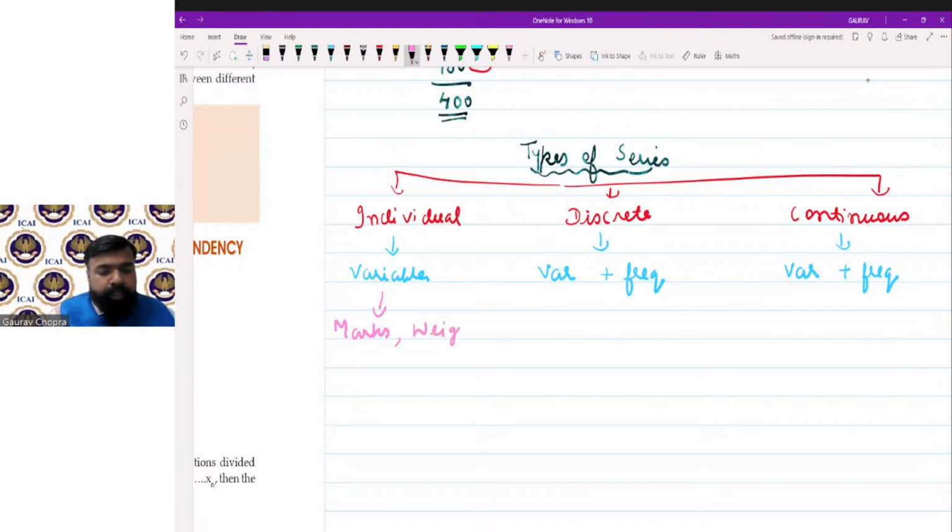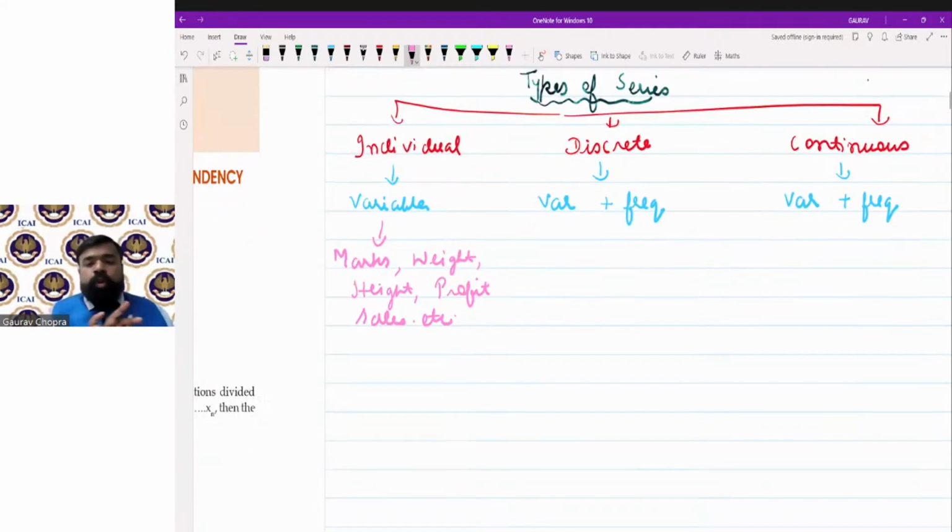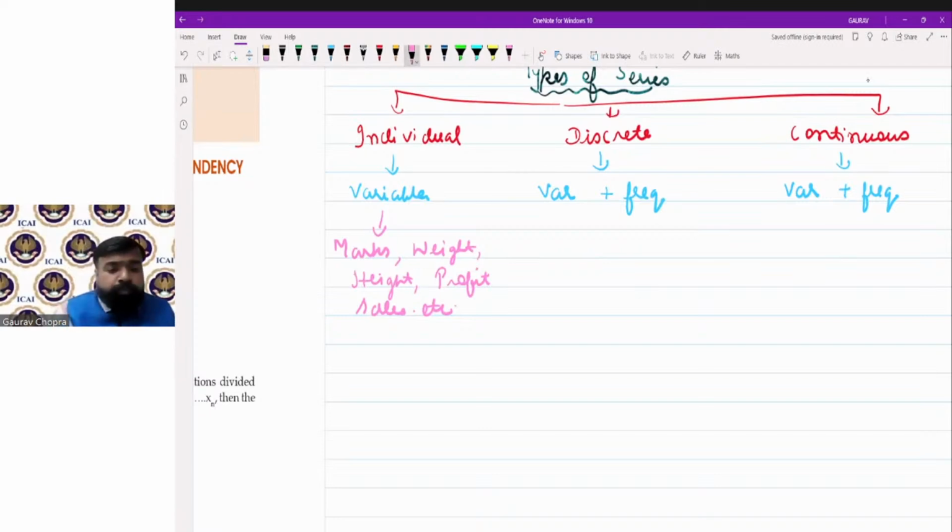marks, weight, height, profit, sales, etc. So ऐसी कोई भी चीज, anything having some mathematical value is a variable. All these are variable. So let's take one example of a series.